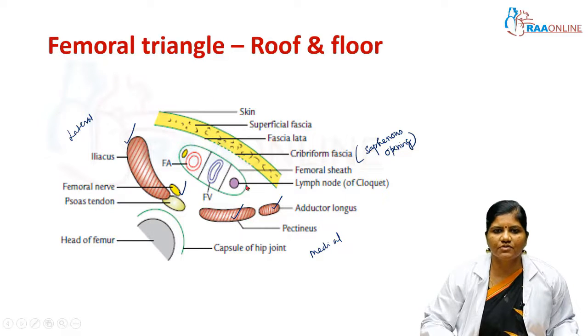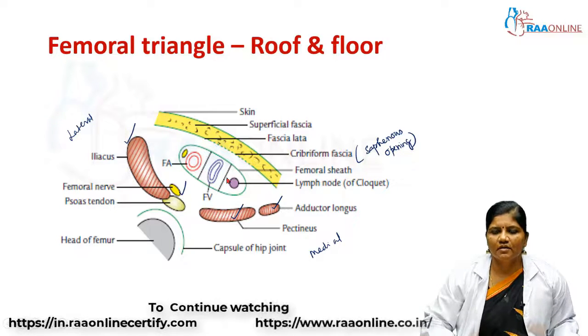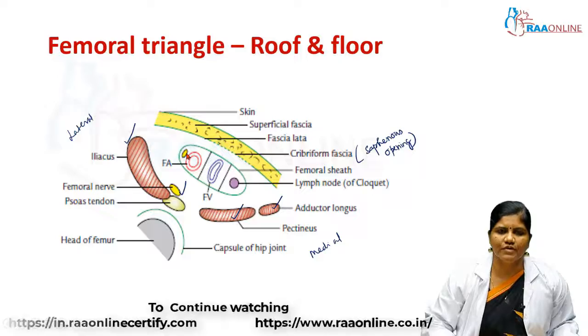The structures present within the femoral triangle are especially the femoral vessels and the femoral nerve, and one group of lymph node, that is the lymph node of Cloquet, and the femoral branch of the genitofemoral nerve.